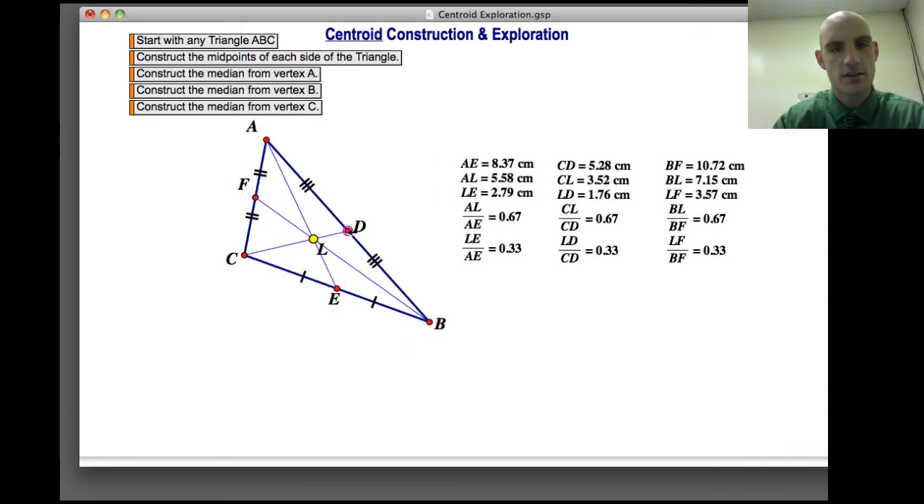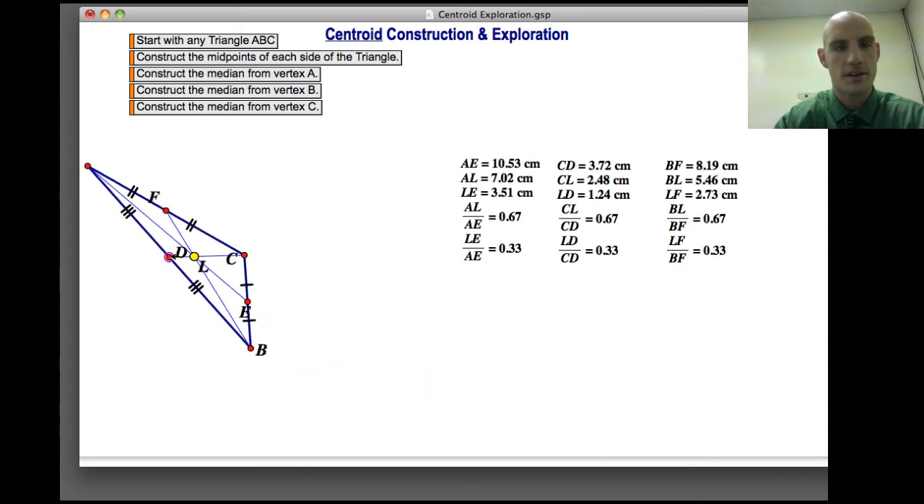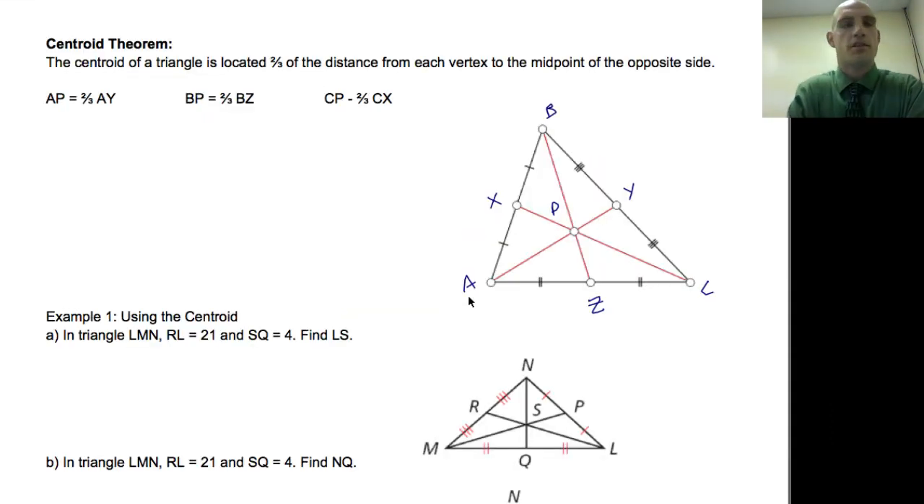Because if I start to move stuff, if I'm moving anything, I'm even grabbing on point D now. If I move anything, those ratios stay the same. That's our theorem. Let's take a look at it, okay? All right, so the centroid theorem says that we have these certain relationships that exist, and it's only going to talk about the 2/3, okay?